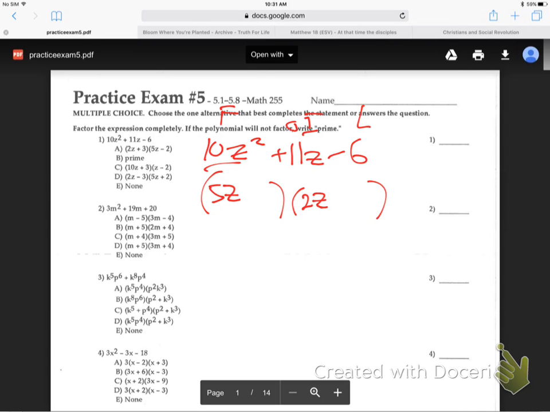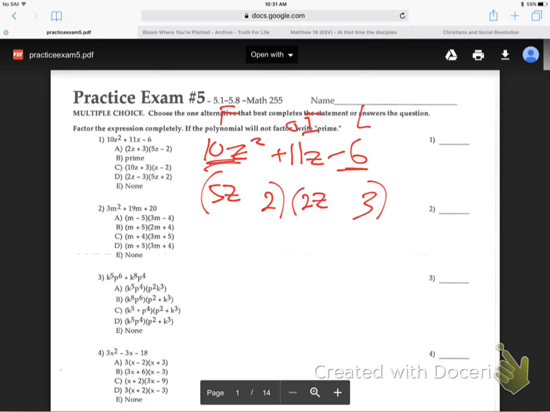So front times front to be front, last times last to be 6. What times what makes 6? 2 times 3. Don't worry about the negative. Remember, we do the signs after. Now, can I put the 2 here with the other 2? No, there's never going to be two numbers in the same parenthesis with anything in common, because we get all the commonness out on step 1. It can't show up later. So, no, the 2 can't be there. It'd have to be 2 and 3 like that.